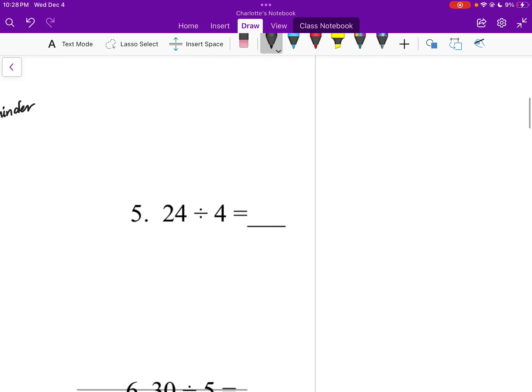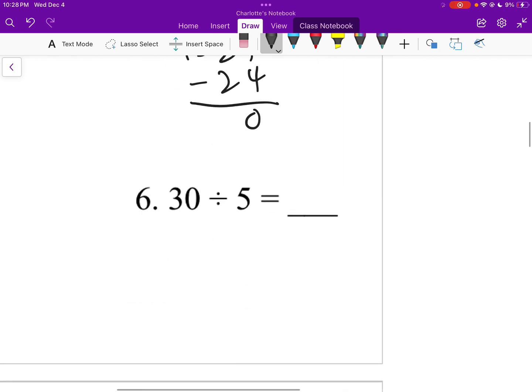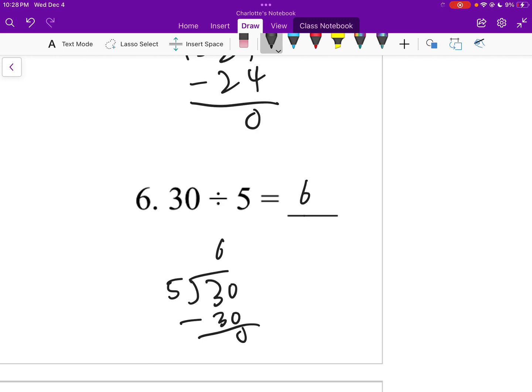Number 5, I have 24 divided by 4. So 24 divided by 4. 4 times 6 is 24. So we subtract the numbers and we get 0. So the quotient is 6. Number 6, we have 30 divided by 5. 30 divided by 5. And 5 times 6 is 30. So subtract it, 0, and we get 6 for the quotient.